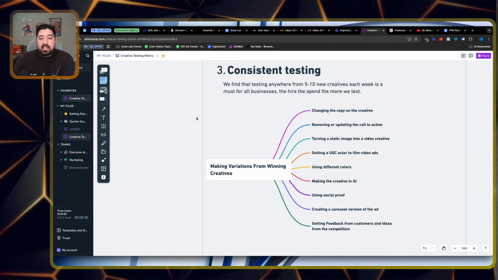So we find that testing anywhere from 5 to 10 new creatives each week is a must for all businesses. Now, the higher that you end up spending, the more that you should actually test. However, I think if you can rock with this baseline, anywhere between 5 to 10, you'll be in a really good spot. And I know what some of you are maybe thinking is like, well, I don't have time to make 5 to 10. I don't know what to make.